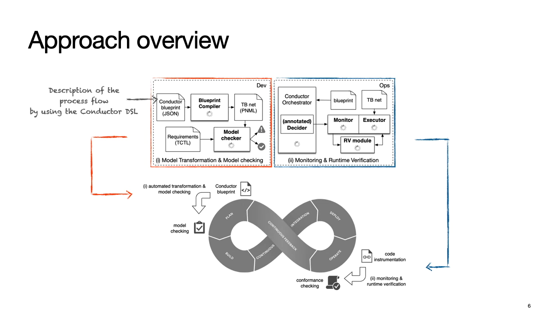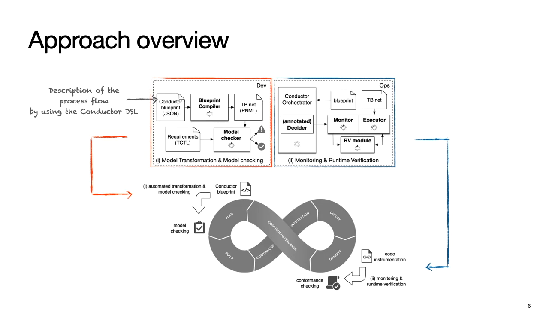So the starting point of the whole process is the description of the process flow by using the Conductor domain-specific language, which basically contains a description of the microservice-based process flow by using building blocks similar to those that we can find in activity diagrams. And the point is that this kind of description does not have formal semantics. So we provide the formal semantics here in terms of time-based Petri nets.